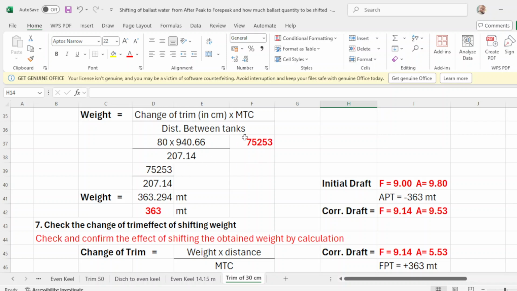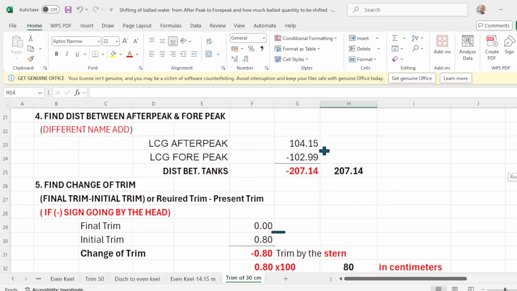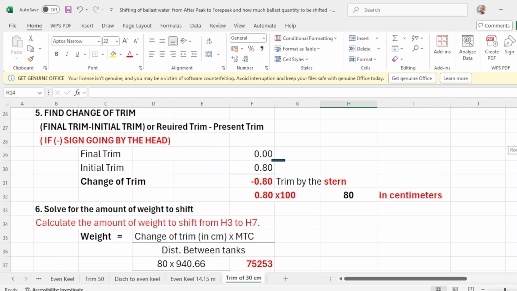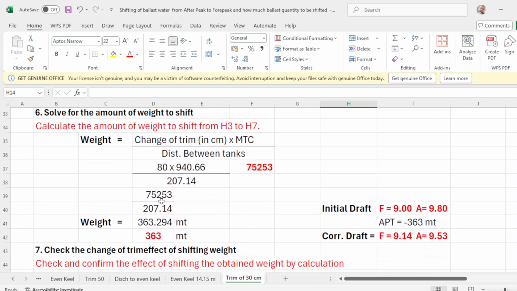940.66. And the distance between tanks is 207.14. Distance between tanks, for forepeak and after peak, is 207.14. Okay. Sorry, confirm. Multiply 80 by the MTC of 940.66. That will be 75253. This over your distance between tanks of 207.14, and the weight to ship is 363.294 or 363. Okay, so we have already now the weight here.